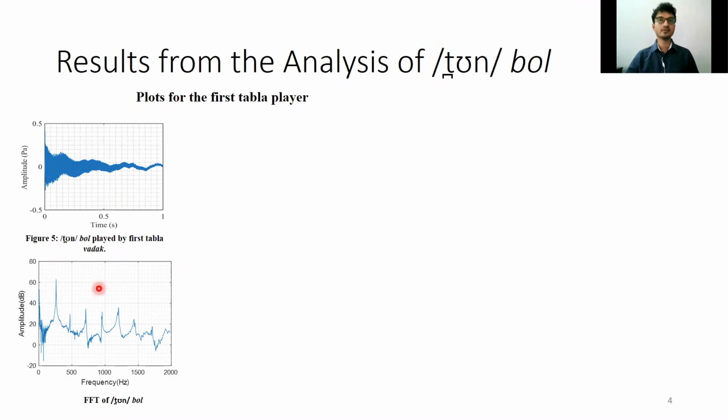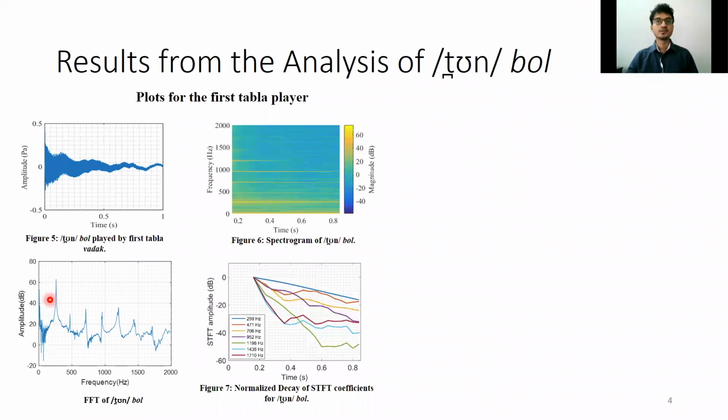Taking the FFT of the tun bol played by the first tabla player shows that the first peak is the highest. This is expected as there is no damping of the fundamental mode of vibration while exciting the tun bol. Spectrogram of tun bol obtained from the STFT analysis shows that the fundamental harmonic sustains throughout the entire duration of the bol. The decay of STFT coefficients reveals closely similar decay curves for the first and second partial, that is the blue and orange curve.